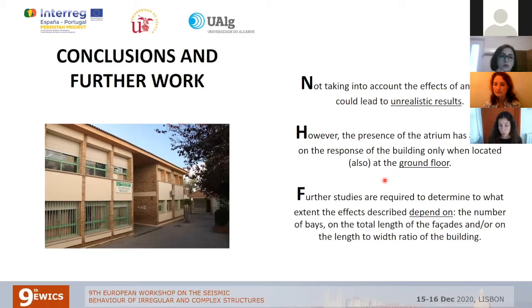And what would we like to keep on studying about that? Well, we are still curious regarding the effect of the number of bays, the effect of the XY ratio of the building, and also of the total length of the facade. But that will be for future editions.